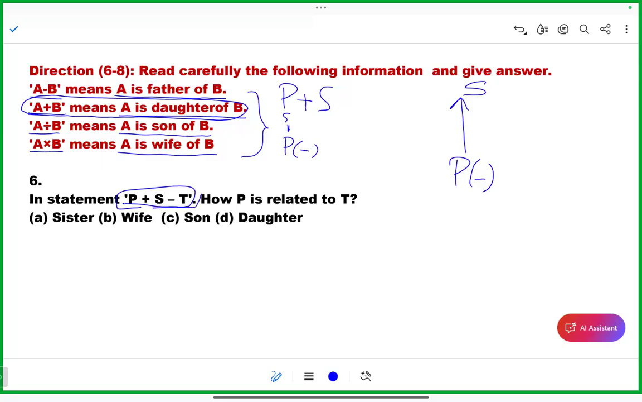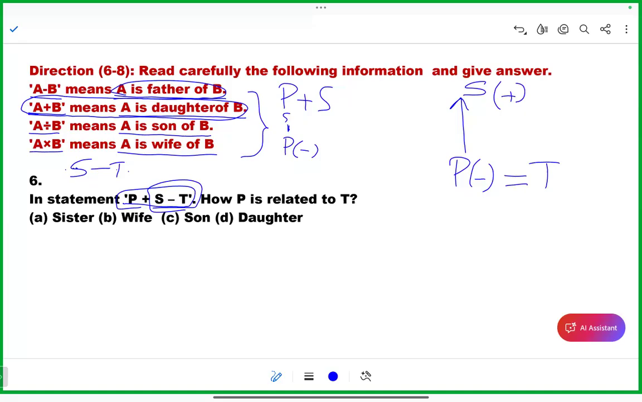Now from the second line, S minus T. S minus T means what? S minus T means S is the father of T. So that means S is the father of P and S is the father of T. So these two are siblings.